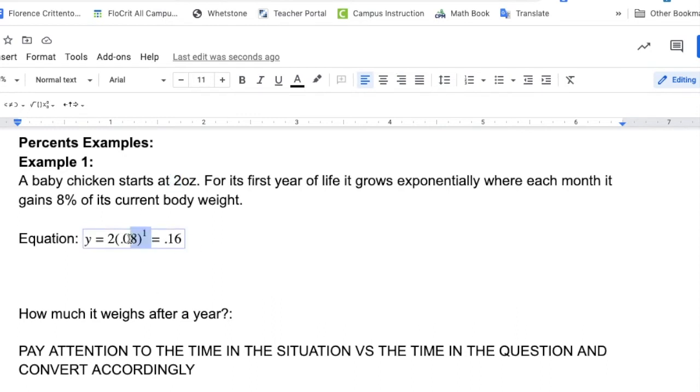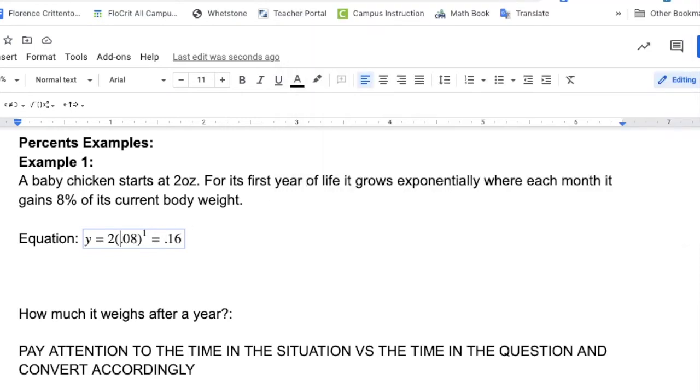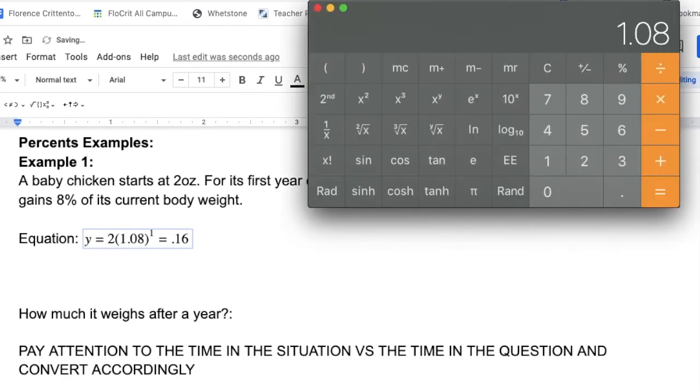So that means my multiplier isn't 8%. It's the whole 2 ounces, the whole 100% we had, plus the 8% that it's gaining. So it's actually 108% that's the multiplier. When you divide that by 100, it's 1.08. So now when I do 1.08 times the 2, I get the 2 ounces it originally had plus the 0.16 more that it's gaining.